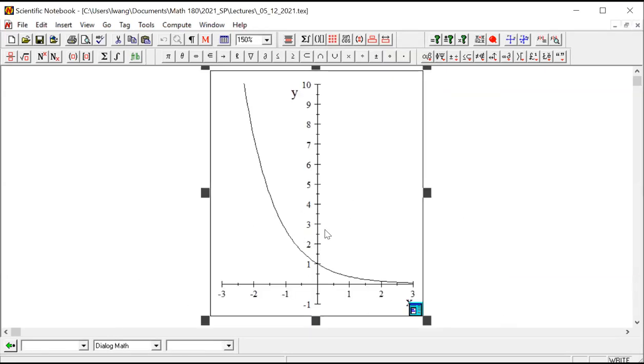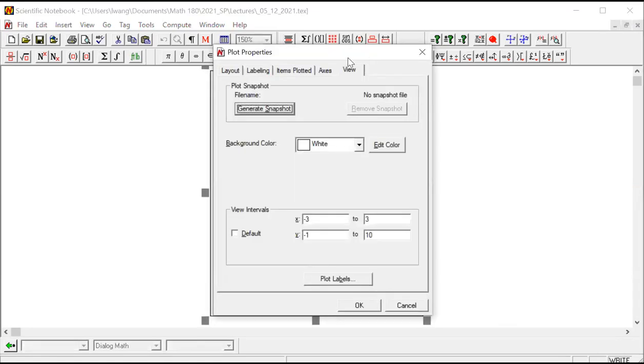You see, e to the power negative x is a decreasing function. Isn't that interesting?